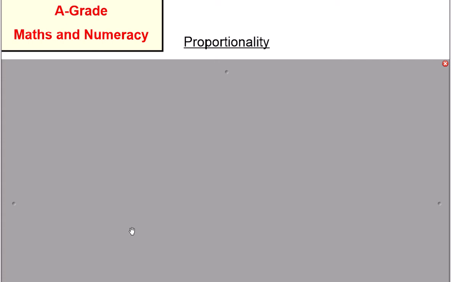Okay, so if you put a heading in proportionality, and then I put up in the top left here that this is an A grade topic, so it is one of the more difficult, but as long as you can get your head around the steps, the questions are pretty much the same every time. But it's a maths and numeracy topic, so you'll kind of get double points for it. So it's a big one. It's a good one to have in your can do column.